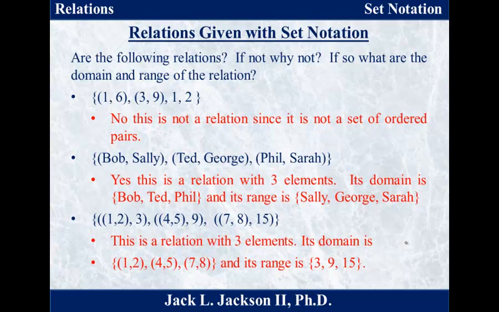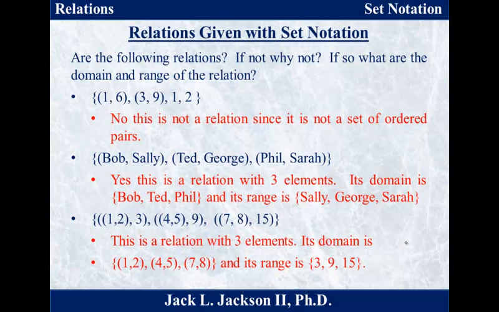The second one, yes, it is a relation with three elements. The ordered pair Bob, Sally is one ordered pair, that's one element. The ordered pair Ted, George is the second element, and the ordered pair Phil, Sarah is the third element, so it has three elements. The domain is a set of first coordinates, which are Bob, Ted, and Phil, and its range is a set of second coordinates, Sally, George, and Sarah.